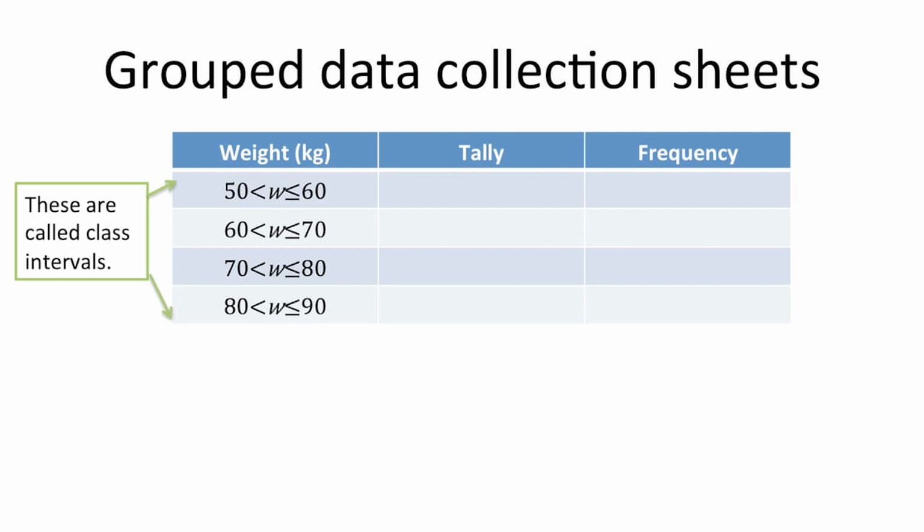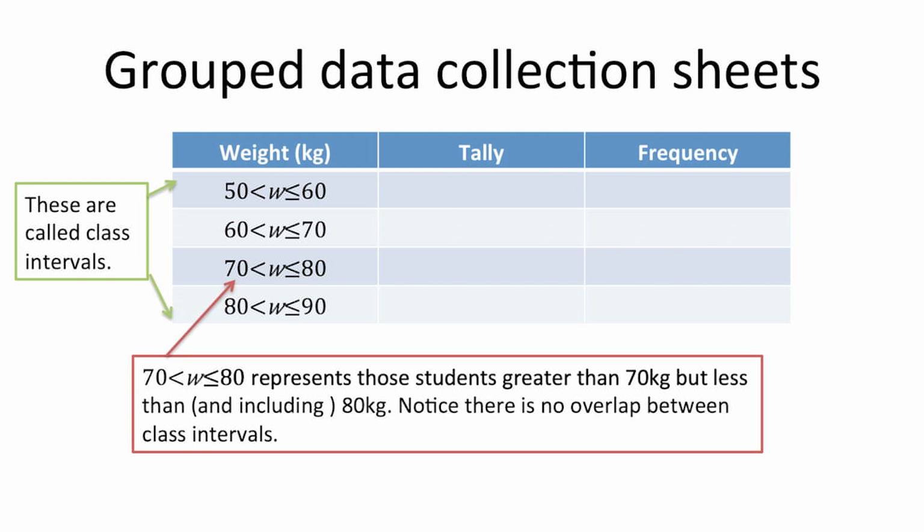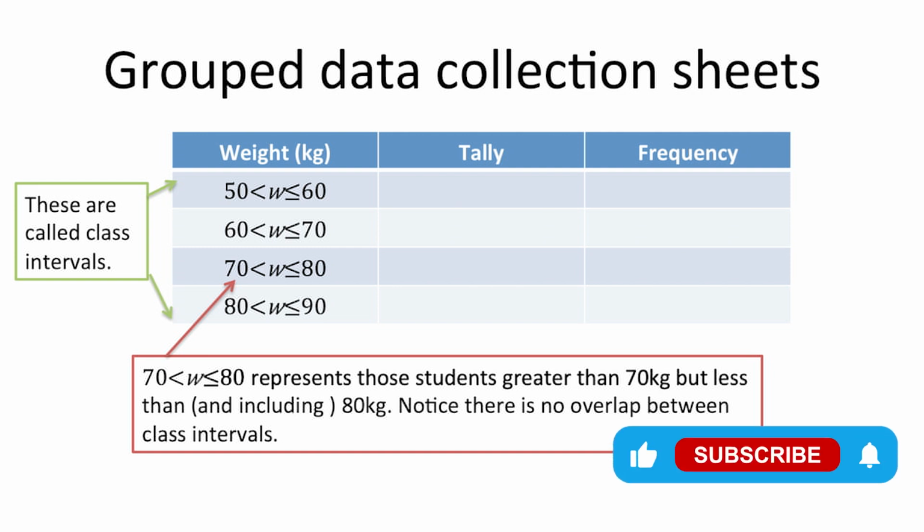So that first class interval, for example, means all those people who had a weight between 50 and 60 kilograms. And I want you to notice that that extra little mark on the inequality sign by the 60 means that we include 60 in that particular class interval. Because you'll notice on the second row, we also start from 60. But the inequality on that second row shows us that we don't include 60 on that row. And it's for that reason that we must make sure there are no overlaps on our grouped data collection sheet. Because if you have an overlap, you won't know when you're recording where to put a certain individual.